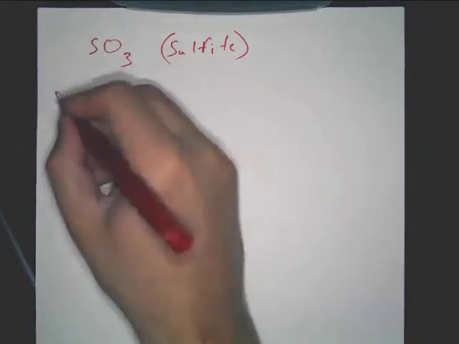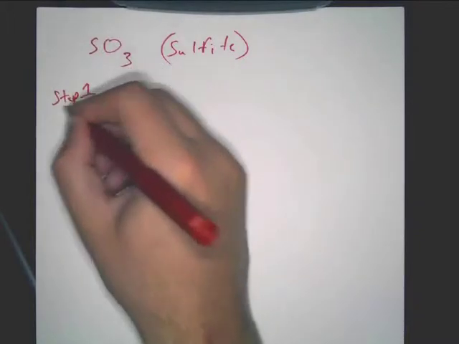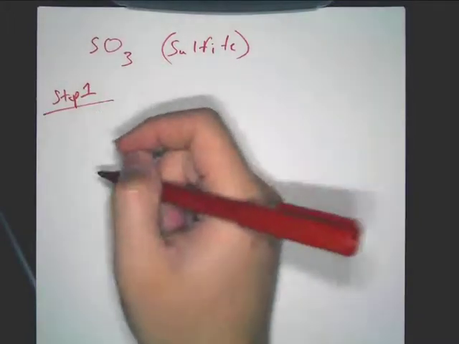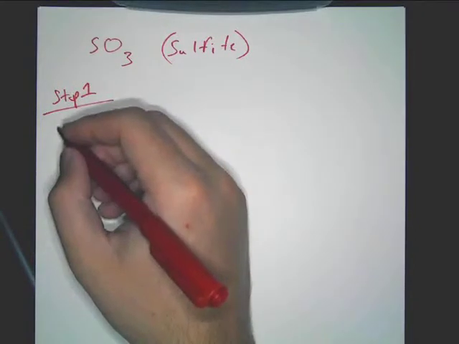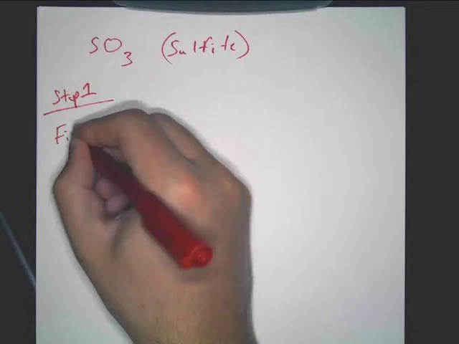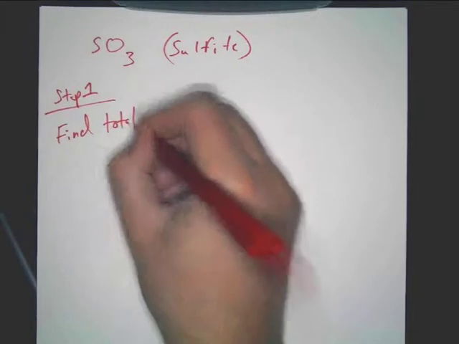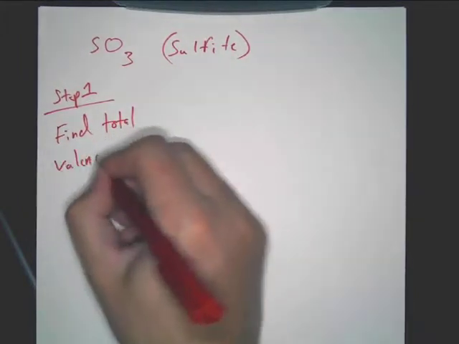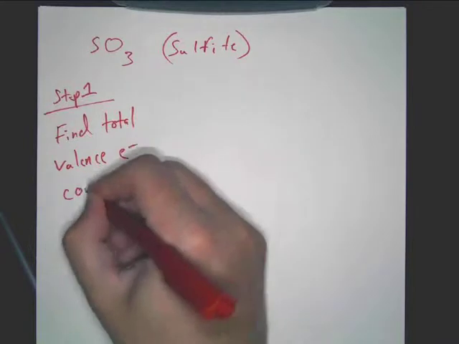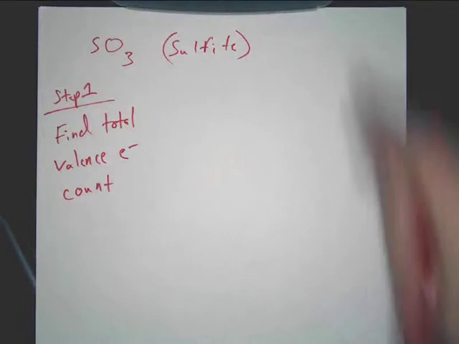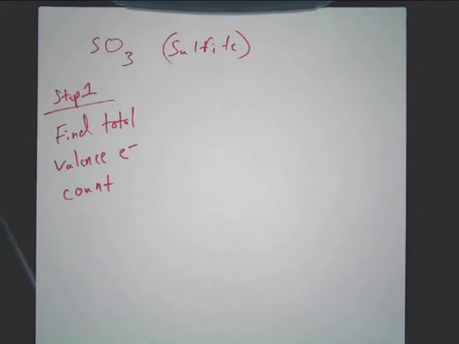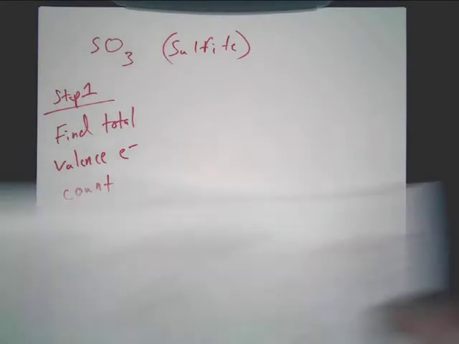Step one, it's pretty easy. You're going to find the total valence electron count. This is not meant to be that challenging. All you need to do is look it up on your periodic table.